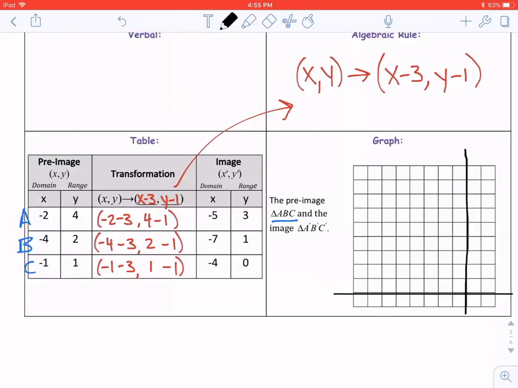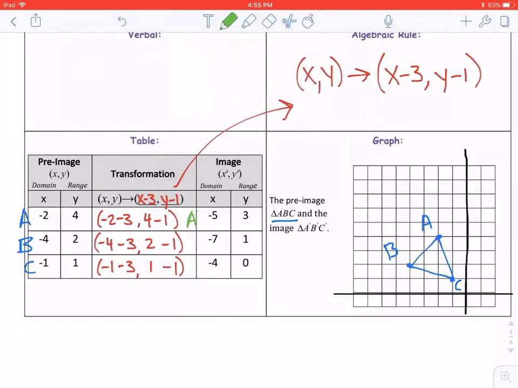Alright, so let me get my blue pen and we'll get to graphing. So A is at -2, 4, so left 2, up 4 is A. B is at -4, 2. And C is at -1, 1. A lovely little triangle. And then let's graph our image.